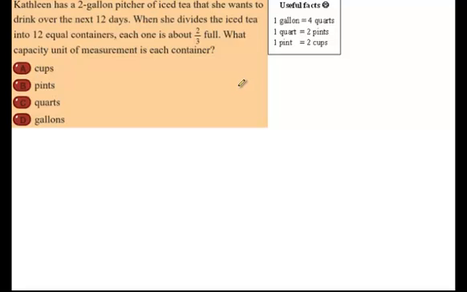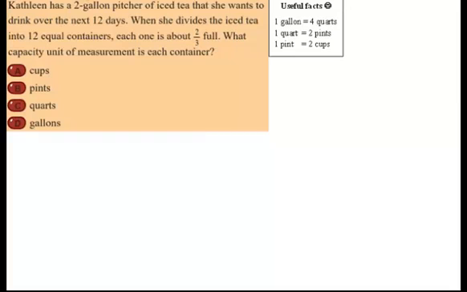The B in brain stands for block. I cannot block my answers on the computer, but you can put your hand over them now as I read the question. Kathleen has a 2-gallon pitcher of iced tea that she wants to drink over the next 12 days. When she divides the iced tea into 12 equal containers, each one is about 2/3 full. What capacity unit of measurement is each container?